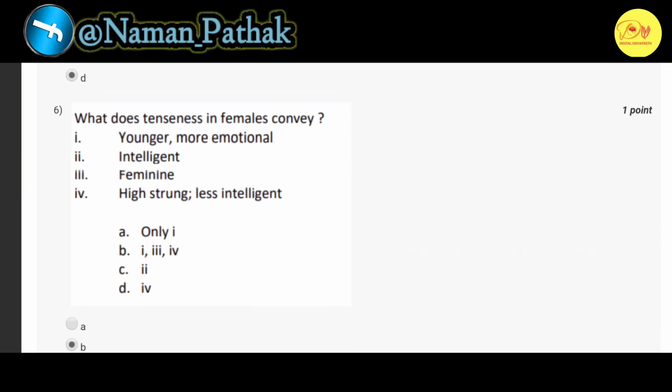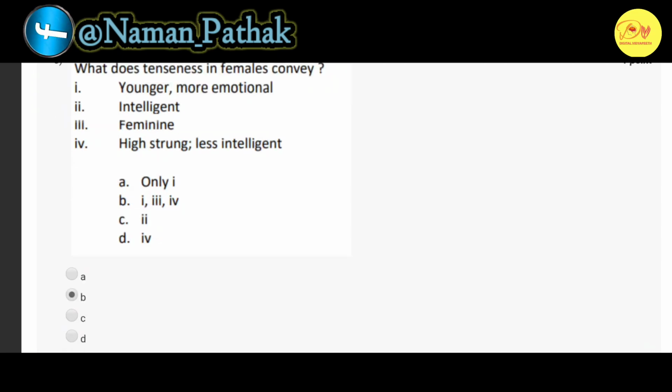Our sixth question is, what does tenseness in females convey? Correct option is B, first, third and fourth, that is, younger, more emotional, feminine, high strung, less intelligent.